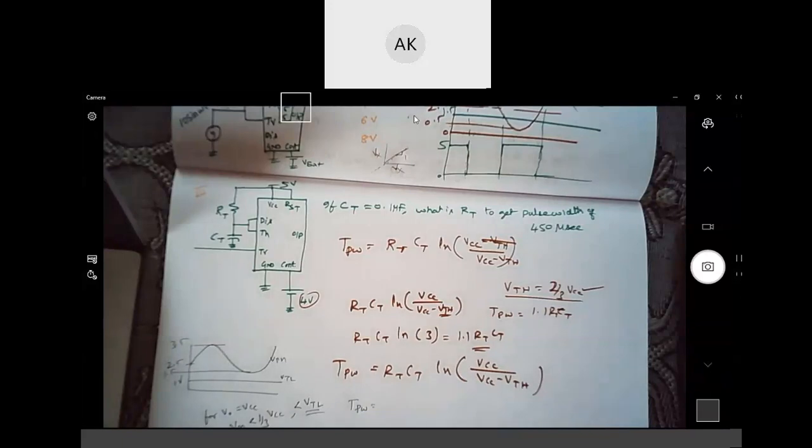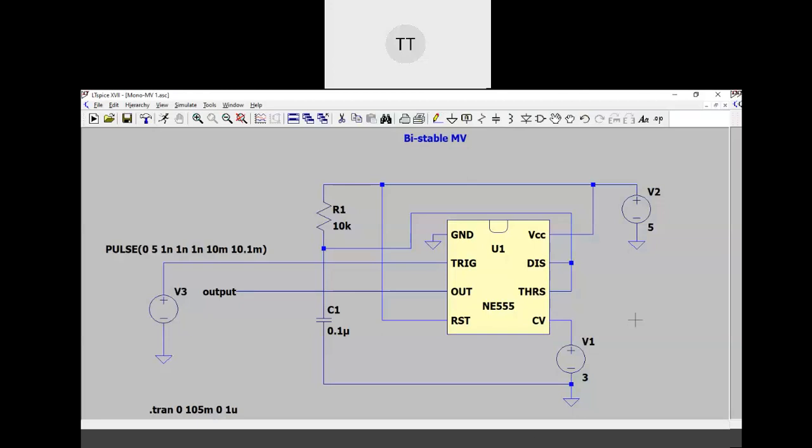Yes, sir, 916 microseconds. Is the equation fine? RTCT ln of VCC. Now VCC, what is the value of VCC that you have taken for this circuit? 5 volt. So it is 5 by 5 minus 3, ln of that, and RTCT. Is it 916 microseconds to all of you? Yes, sir. Okay, that is done.